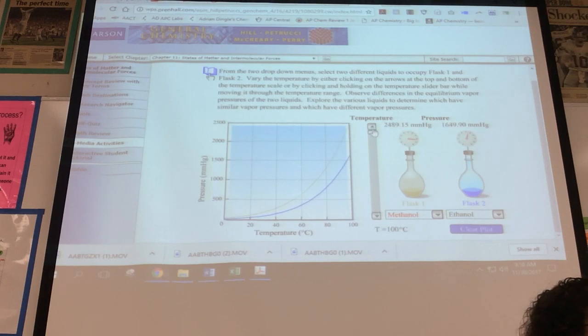That's better. So here's pressure versus temperature for methanol versus ethanol. And now what you can see, for example, which one has a higher boiling point? Ethanol. How come?